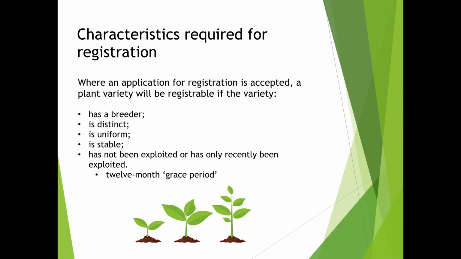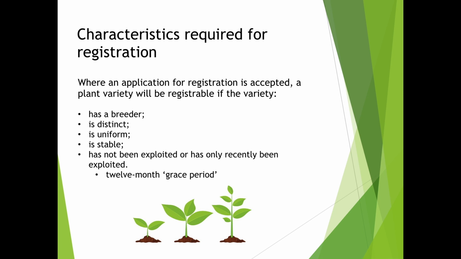Secondly, the plant variety must be distinct. This means that the plant variety is clearly distinguishable from other plant varieties at the date of filing the application. The plant variety must also be uniform. A plant variety will be deemed uniform if, in allowing for variations caused by plant propagation, it is uniform in its characteristics. The plant variety must also be stable. That is, the characteristics of the plant remain unchanged after repeated propagation.